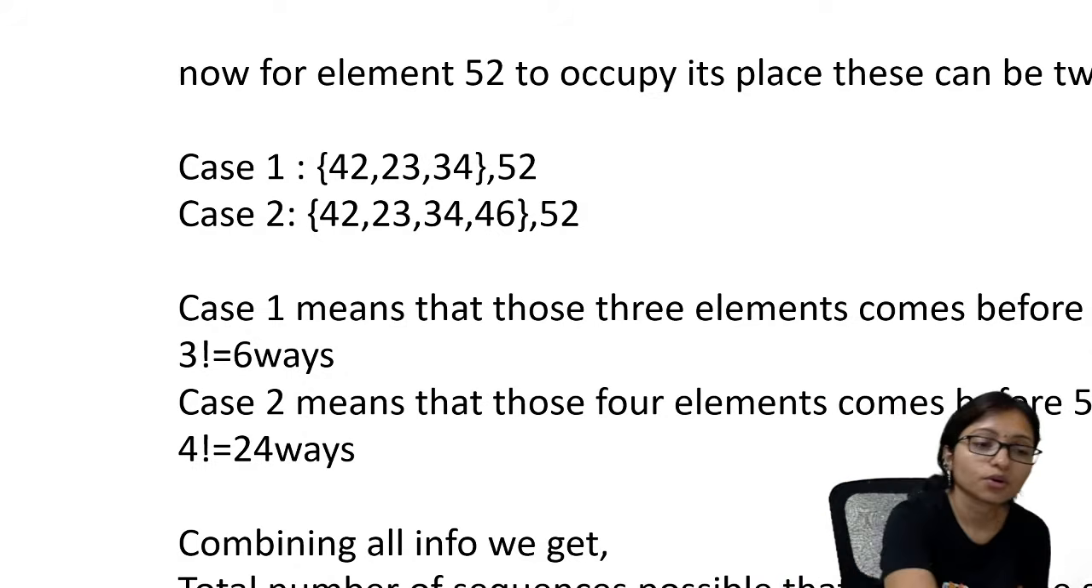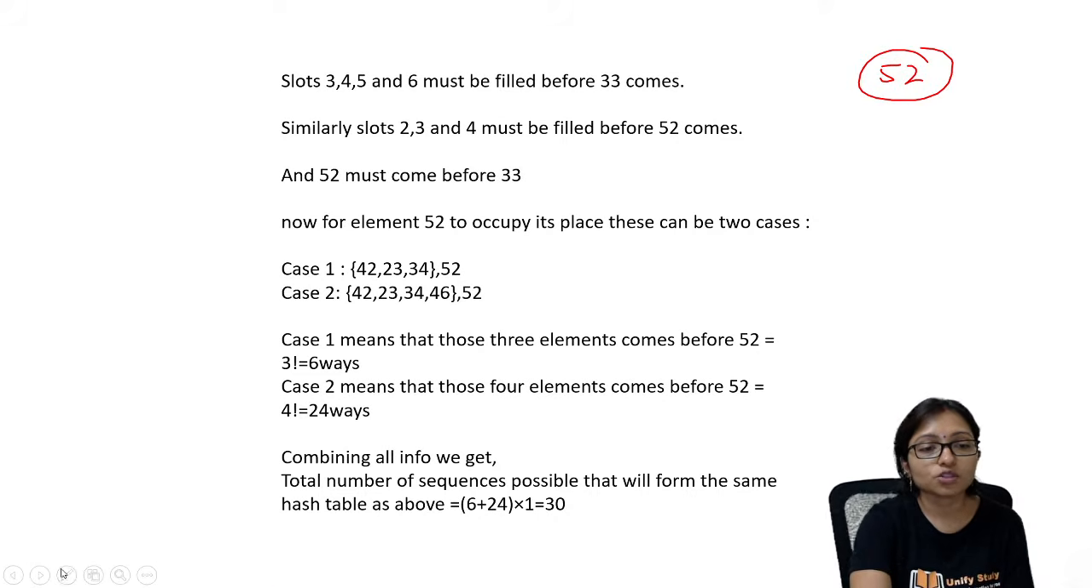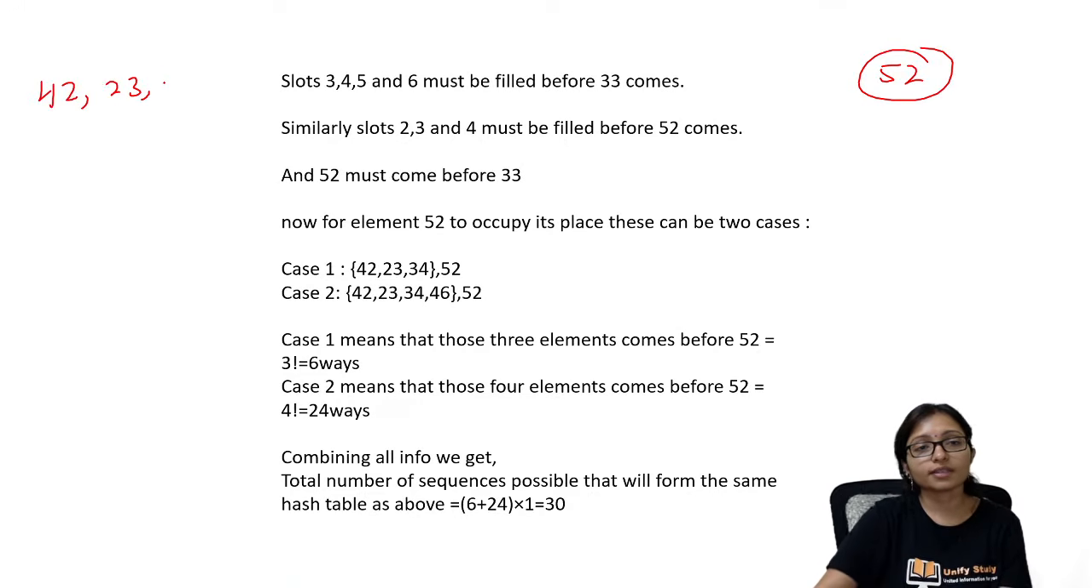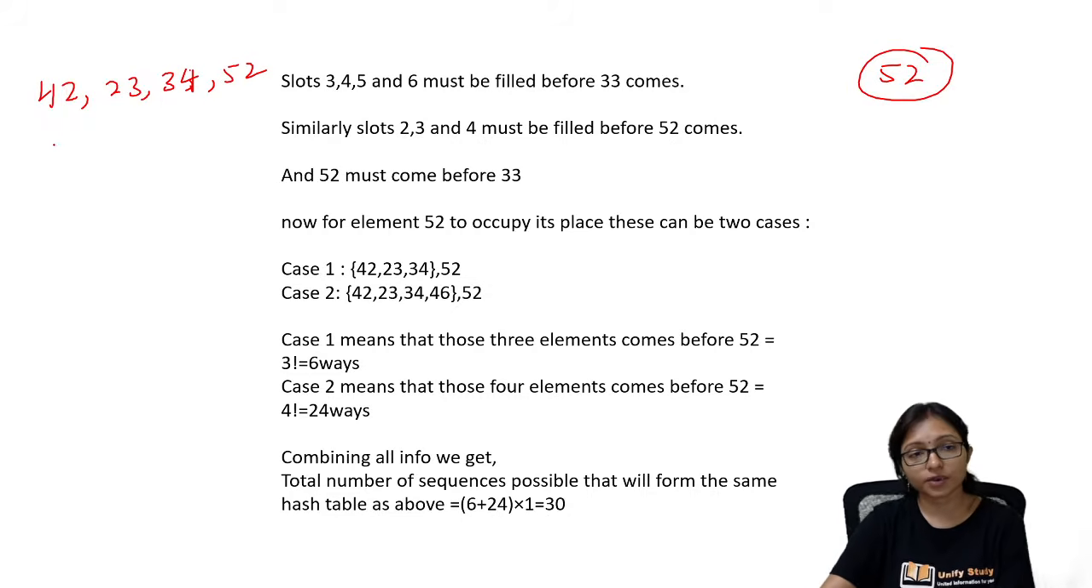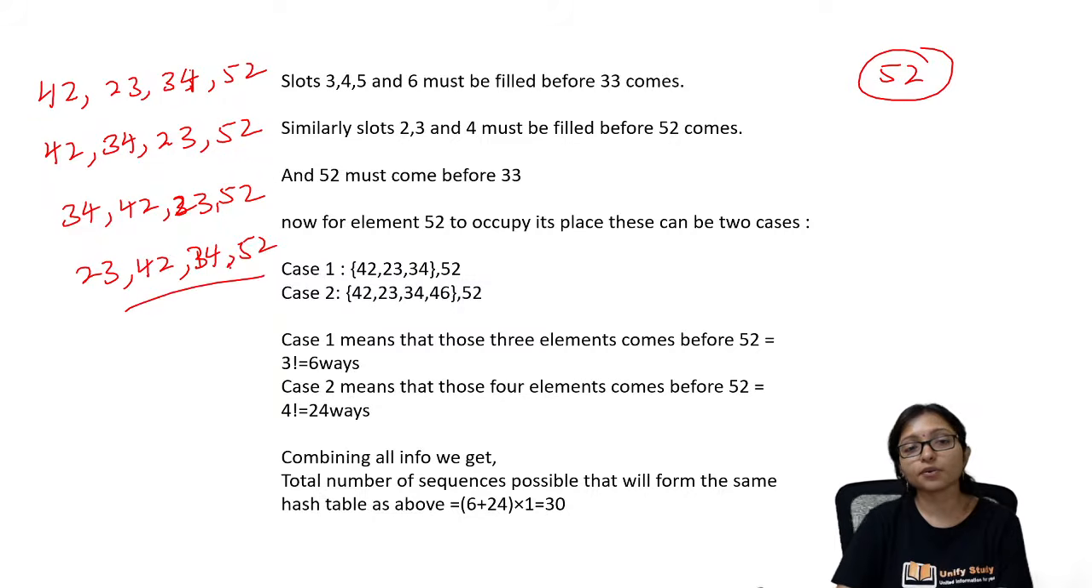24 ways are there. Why, ma'am? How is it possible? Because you can think the sequence can be like that: 42, 23, 34, then 52. It can also be the sequence 42, 34, 23, then 52. That can also be the sequence 34, 42, 23, 52. That can also be the sequence 23, 42, 34, 52.